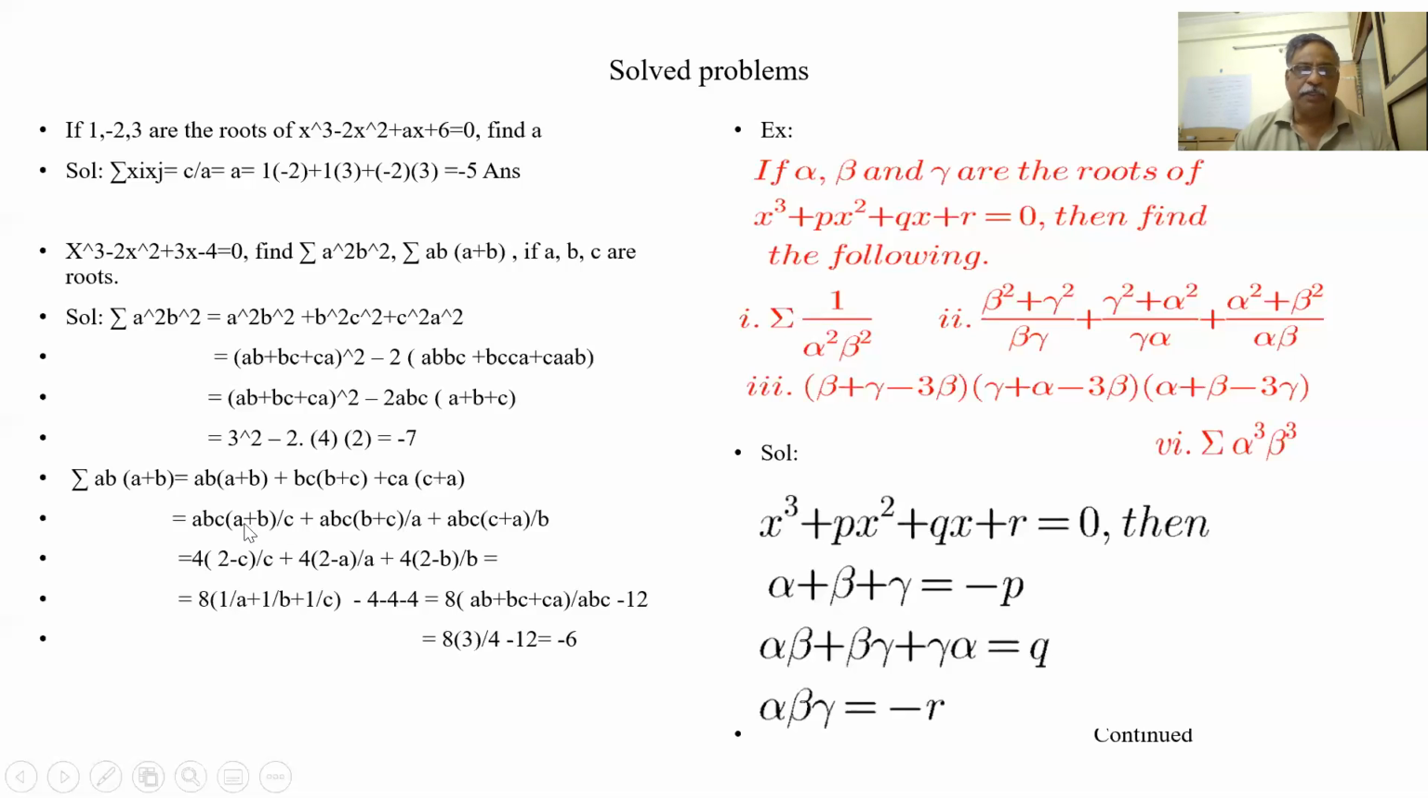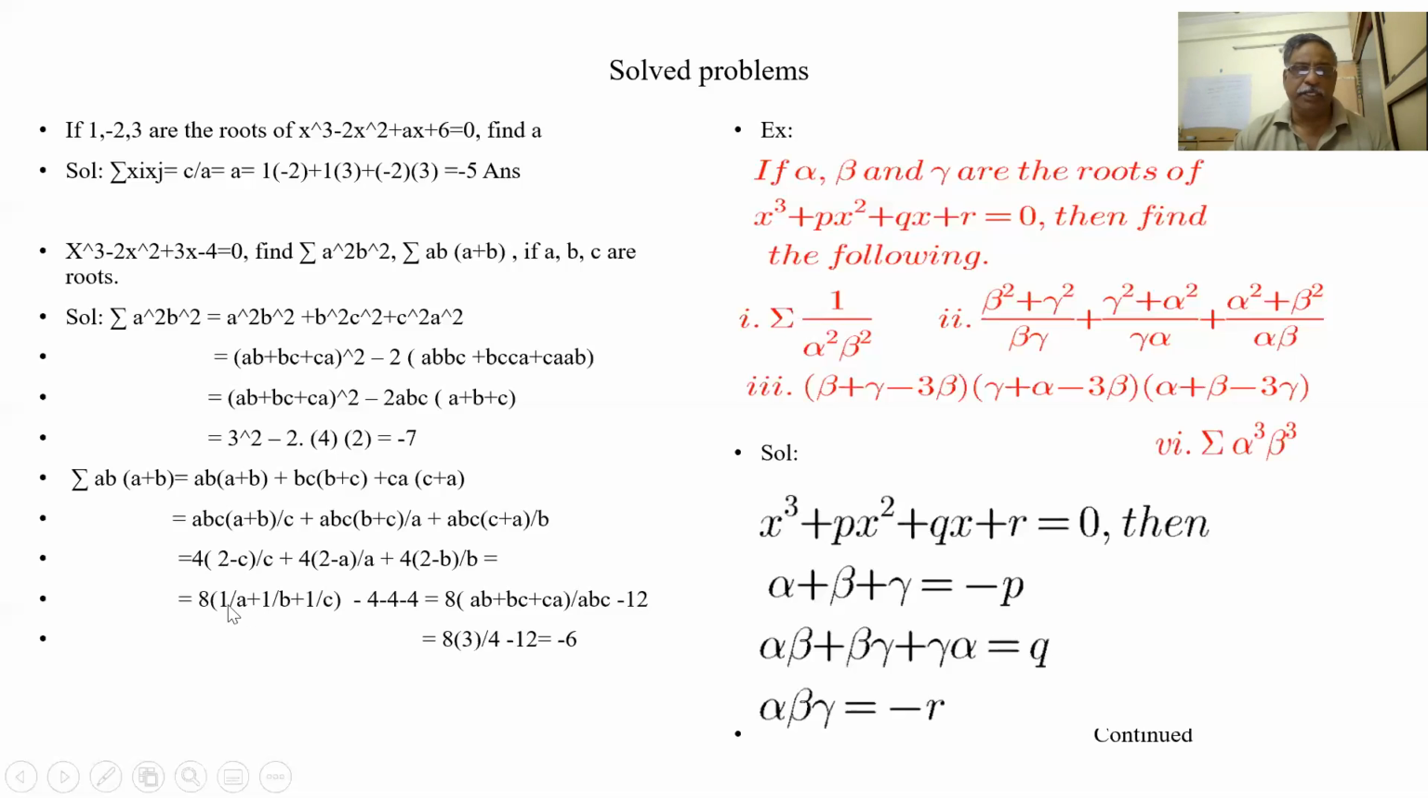So I know A plus B is what? A plus B plus C is 2. So A plus B is 2 minus C, 2 minus A, 2 minus B. So when I am taking out, A by A is 1, C by C is 1, B by B is 1. So minus 4, minus 4, minus 4.